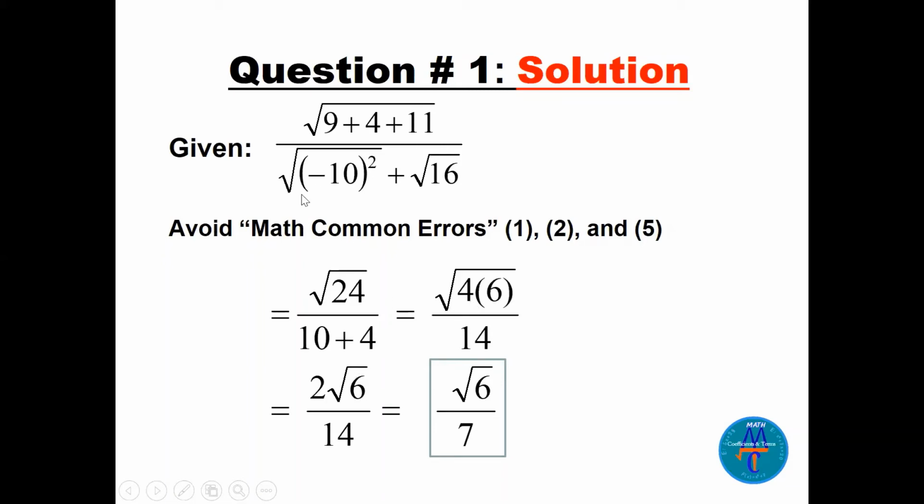Here we have square root of minus 10 squared. We cannot write minus 10, remember, because we have to write absolute value of 10 or absolute value of minus 10. Both are correct, which is 10. Because if you simplify this, minus 10 squared, that's 100. Square root of 100 is 10. Square root of 16 is 4. 10 plus 4, that's 14. Divide by 2, square root of 6 over 7 is the correct answer.